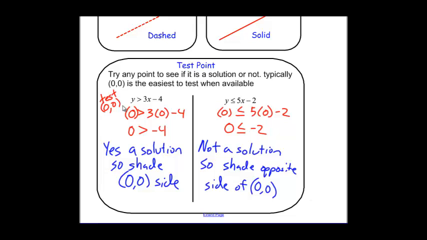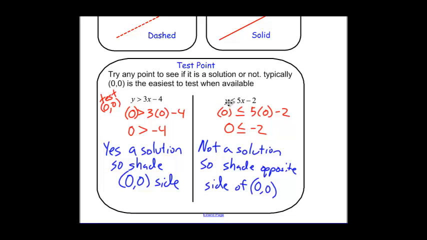So here we have a scenario where y is greater than 3x minus 4. Does (0, 0) work? If we plug 0 in for y and for x, we find out: is 0 bigger than negative 4 when you simplify? Yes, it is. So that means (0, 0) is a solution. So that region is the solution region. And we'll see this on a graph here in a second. I'm just showing you in this graph here how to plug them in.